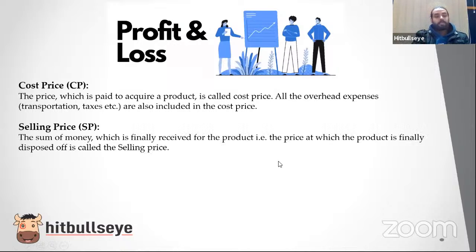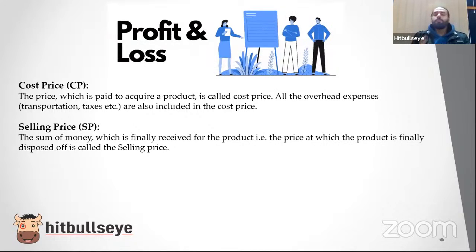Next point, the selling price. The sum of money which is finally received for the product, that is, at which the product is disposed of for selling, is known as selling price. Suppose I am a shopkeeper and I want to sell any of my products. तो जिस अमाउंट पे मैं उसको सेल करने वाला हूँ, जिस अमाउंट पे मैं उसको देने वाला हूँ अपने कस्टमर को, दैट इज अ सेलिंग प्राइस.